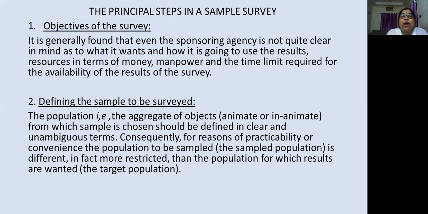The first one: objective of the survey. It is generally found that even the sponsoring agency is not quite clear in their mind about what they have to study.